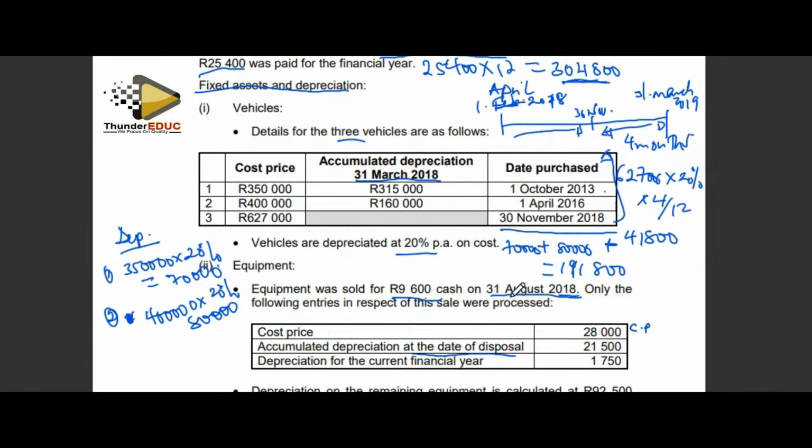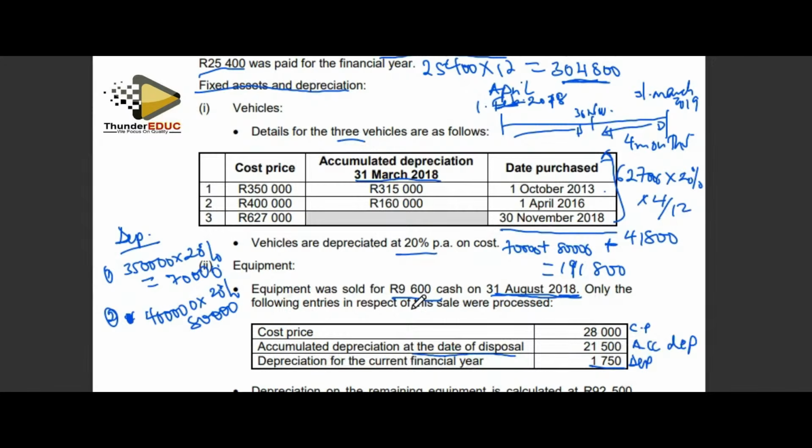Okay? So date of disposal, it was this. Which means they're talking about this date. It has lost a value of 21,500. And the depreciation for the current financial year was 1,750. So this is depreciation. And this is accumulated what? Depreciation. So accumulated depreciation even includes what? The depreciation for the current year.